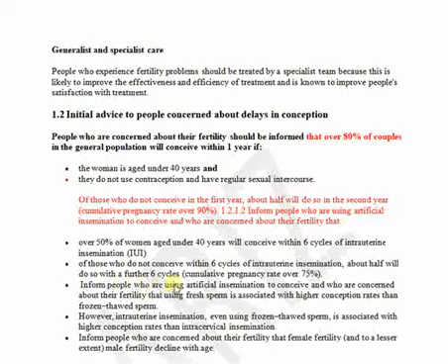Inform people who are using artificial insemination to conceive and who are concerned about their fertility that using fresh sperm is associated with higher conception rates than frozen thawed sperm. However, intrauterine insemination, even using frozen thawed sperm, is associated with higher conception rates than intracervical insemination. Inform people who are concerned about their fertility that female fertility and, to a lesser extent, male fertility decline with age.